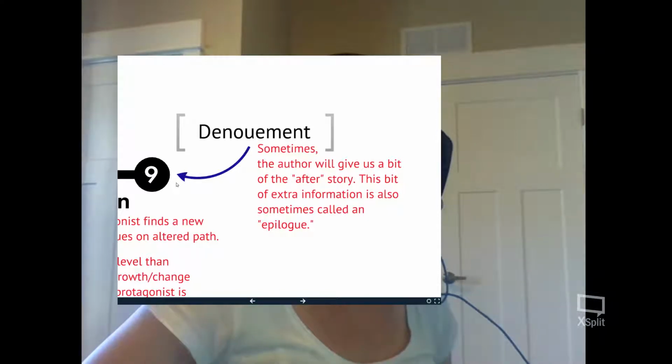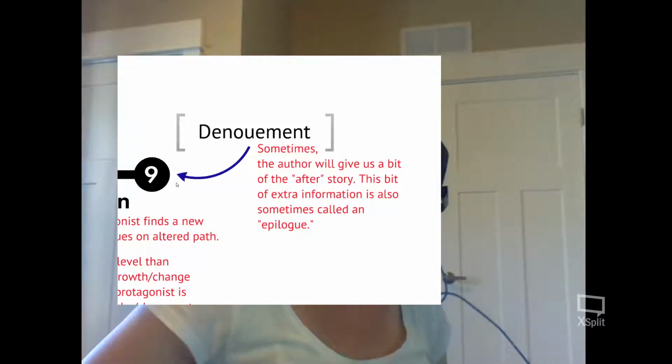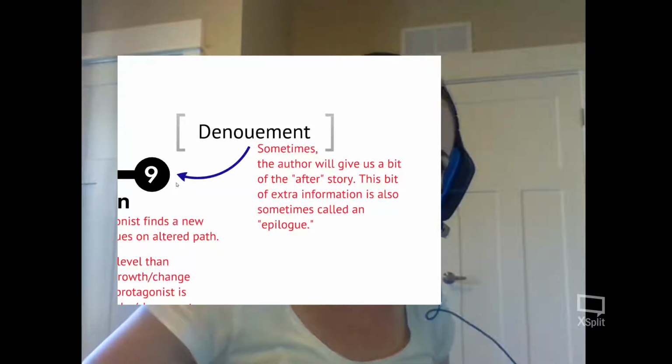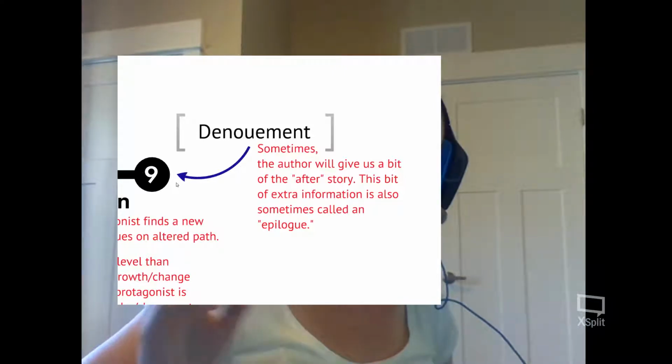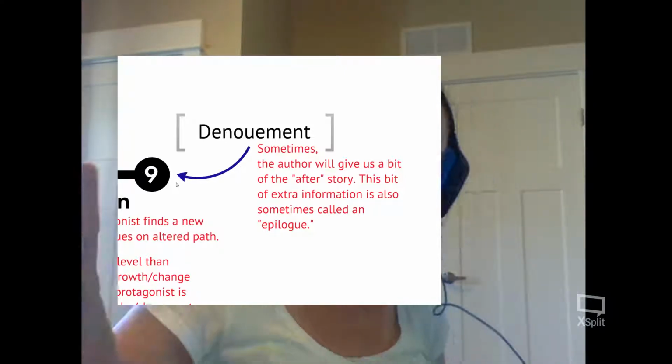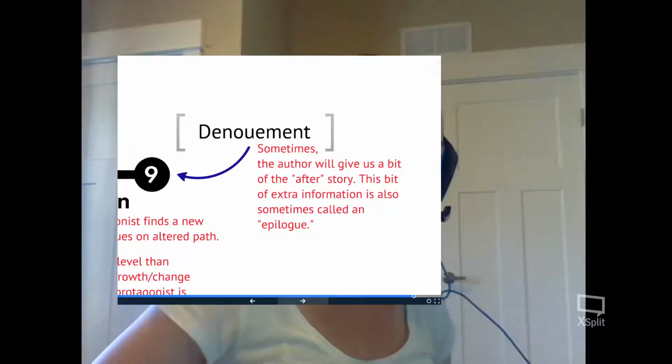Also right here, this is also called denouement. It's French. And sometimes the author will give us a bit of the after story. This bit of information is also sometimes called the epilogue. Like if you're ever reading a book and it has an epilogue and it's like a little extra after the end, right there, that's where we get denouement.